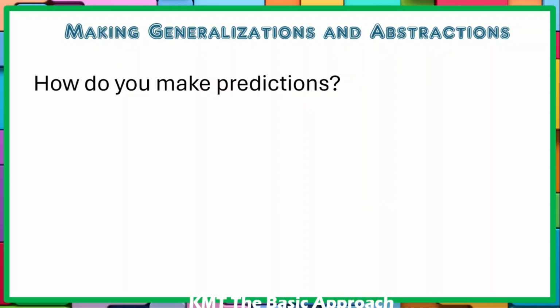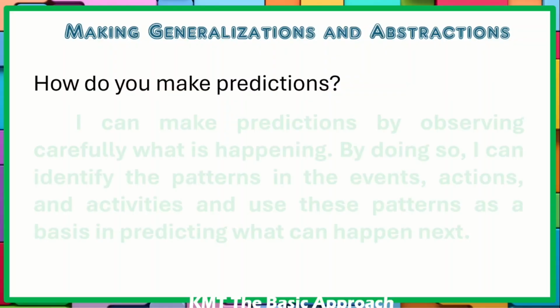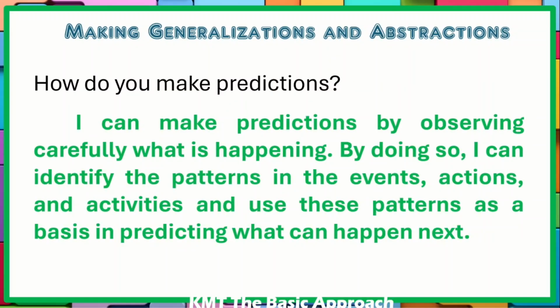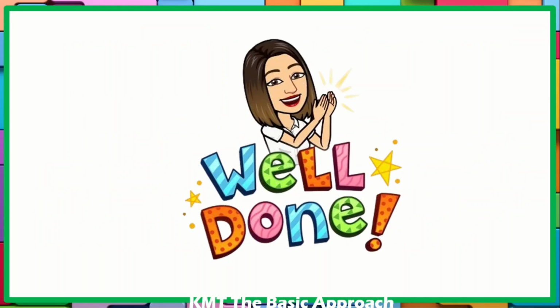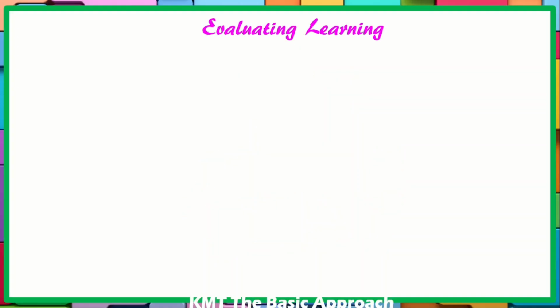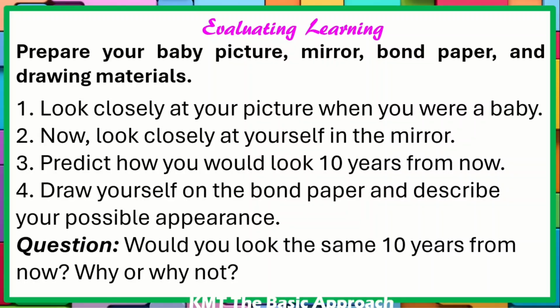Making generalizations and abstractions. How do you make predictions? Good job! I can make predictions by observing carefully what is happening. By doing so, I can identify the patterns in the events, actions, and activities and use these patterns as a basis in predicting what can happen next. Well done, kids! Evaluating learning to be guided by your actual teacher.